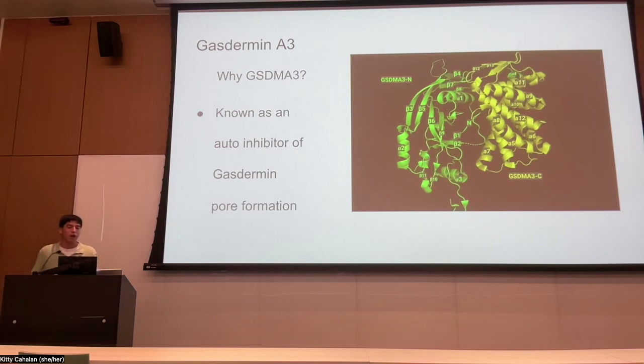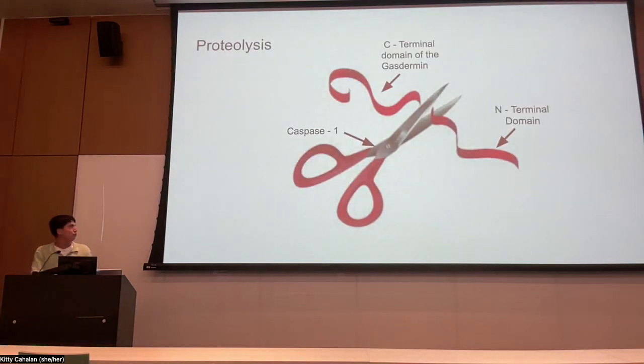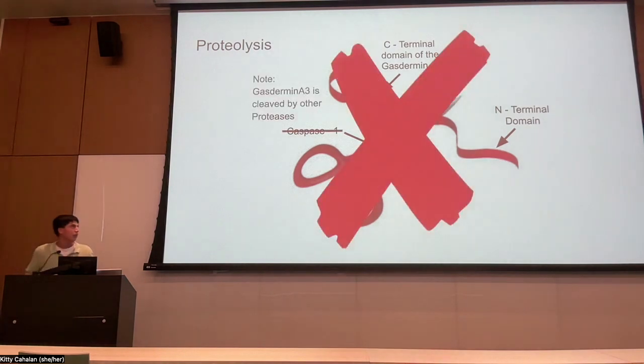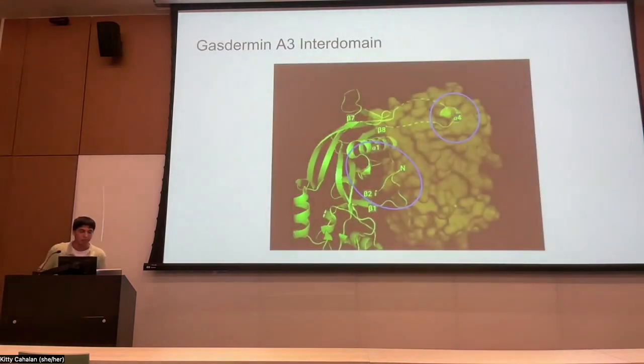To explain that, auto means self, inhibit means stop. It basically stops proteolysis from happening. So we have a figure of proteolysis right here. It doesn't work anymore, and this is because gasdermin A3 stays in a dormant state during autoinhibition. Also note that gasdermin A3 is not cleaved by caspase 1. It is cleaved by other proteases. I just wanted to add that in there.